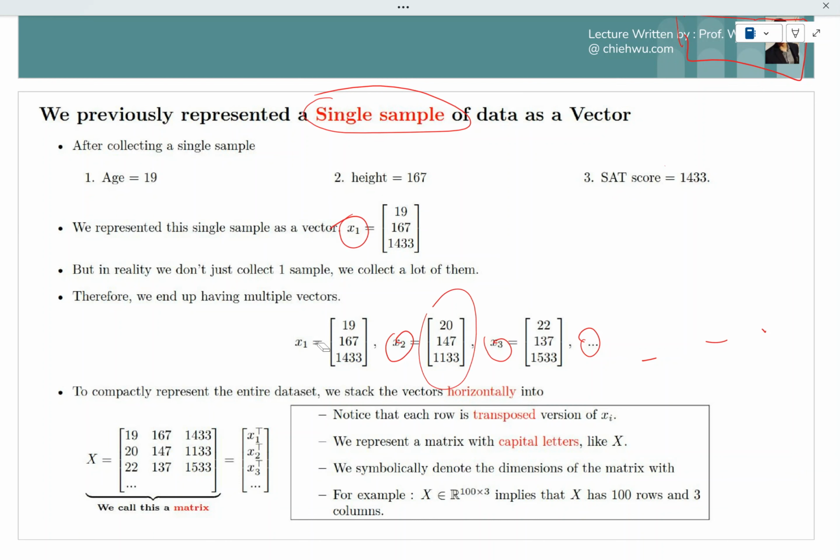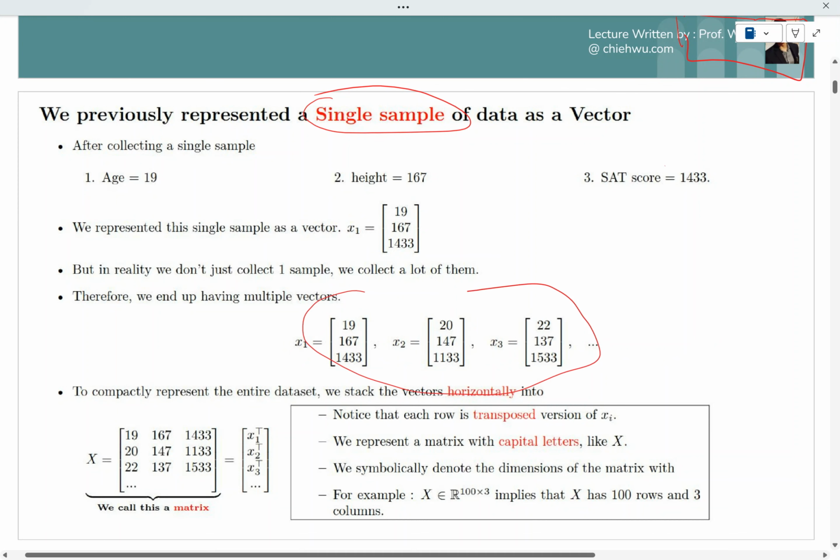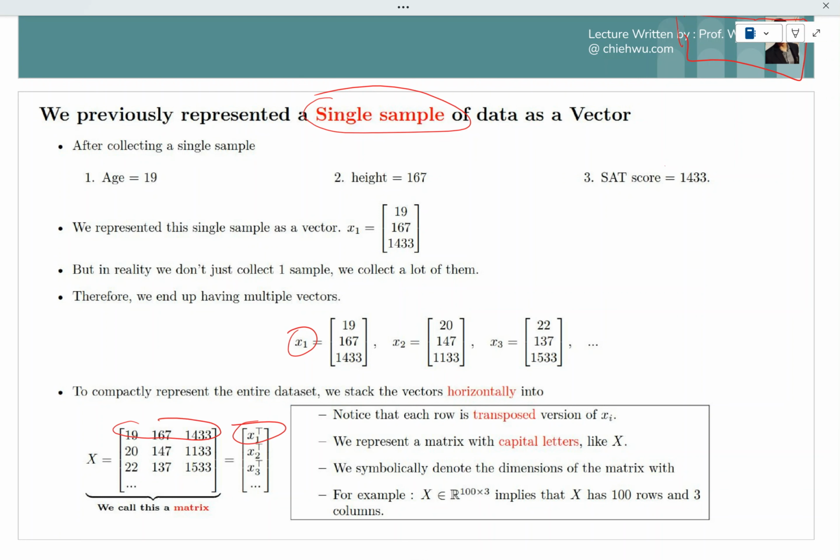In order for us to put all this data together, we convert each column into a single row. So we convert x1 into x1 transpose. Now it's a single row. And then we stack them together. We start stacking, and you can see you now have rows and rows of samples.